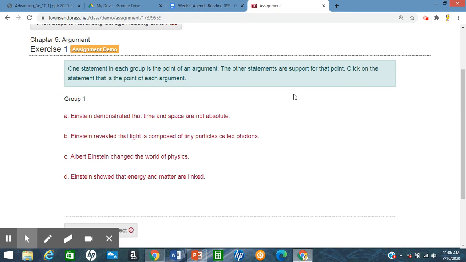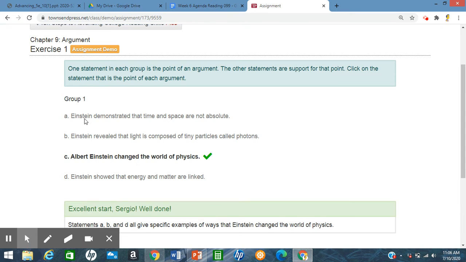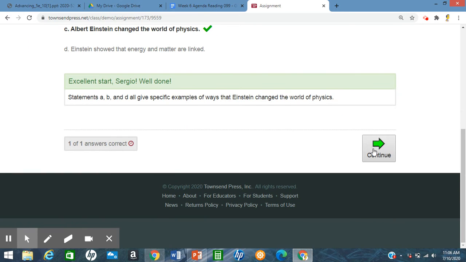So on here, we have to figure out what is the general statement. What 3 of these are going to be support? Well, the correct answer here is C, because look, he changed the world of physics. So what has to do with physics? Well, talking about time and space, photon particles, energy and matter are linked. So all these support the idea of physics. They fall under the subject of physics.